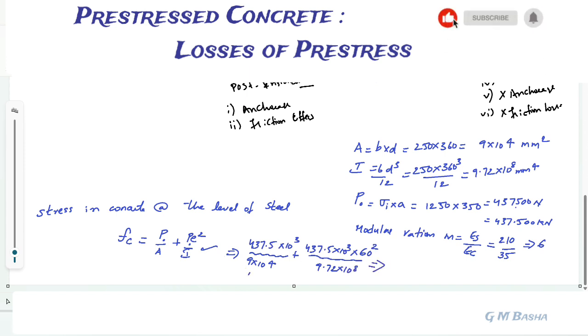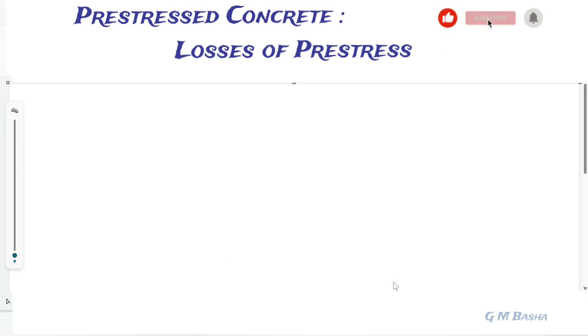For this one you will get 4.86, plus again for this one you will get 1.62. So finally you will get the value around 6.48 Newton per mm square. So these are the basic data which is required for solving the problem, that is for the pre-tensioned beam and the losses for the post-tensioned beam. Please remember all these values. Then first find out the pre-tensioned beam.